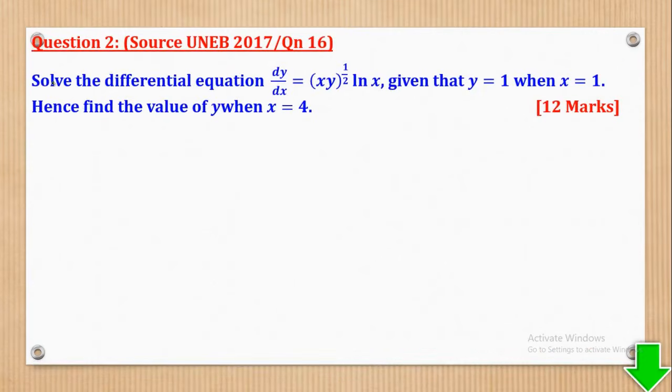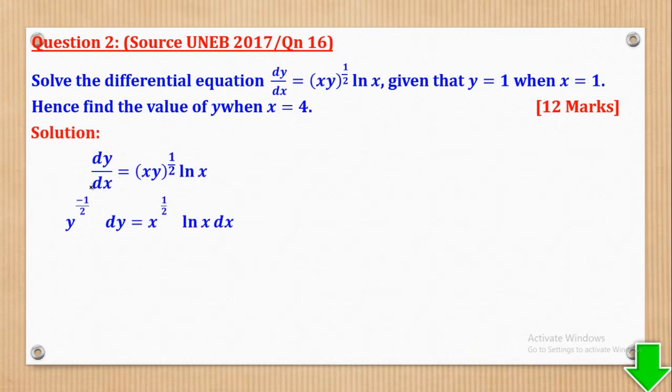So now we shall go to question 2, which came from UNEB 2017, paper 1, question 16, and says, solve the differential equation this, given that y is equal to 1 when x is equal to 1, and hence find the value of y when x is equal to 4. So first of all, this is separable, so the first step is to separate the variables, meaning we shall put y on the left hand side and x on the right hand side. Why? Because this dx and this dy must be numerators. So for this dx to be a numerator, it has to go this side. Therefore, x variables must be put on the right hand side.